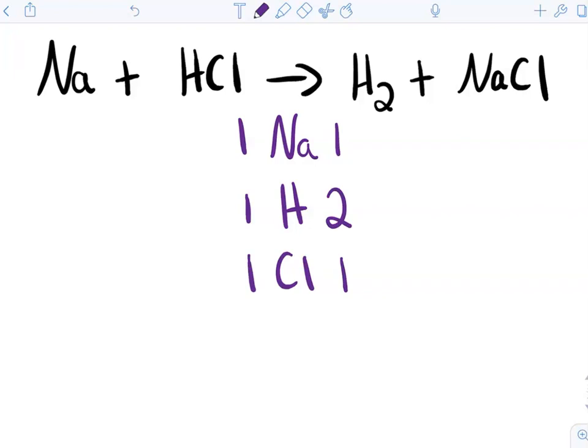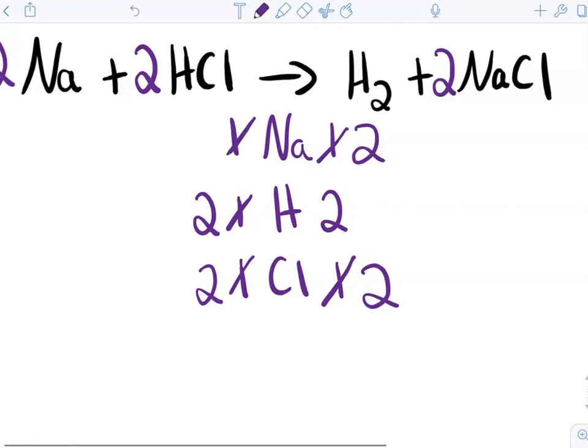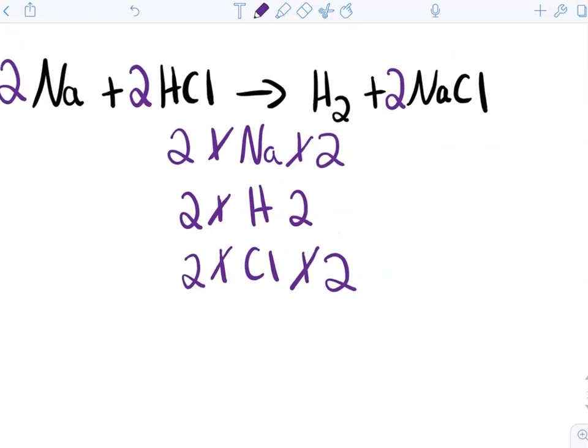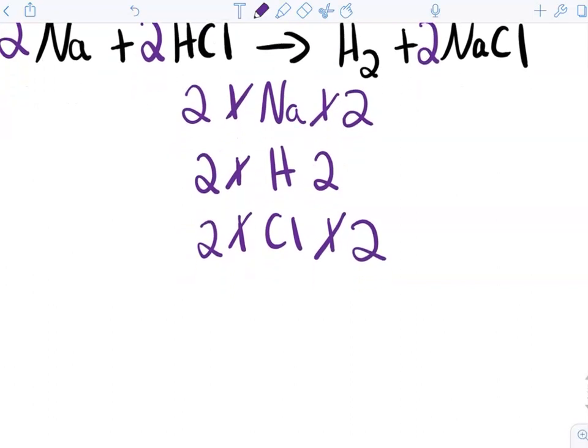So my first thought is, well, let's take care of this hydrogen. If we put a 2 here, we now have 2 hydrogens and then 2 Cls. Well, if we come over to the other side, if we put a 2 here, we then have 2 Nas, 2 Cls. So put a 2 in front of the Na, and then we are balanced. But don't forget that we have to go through and we have to tell the type.